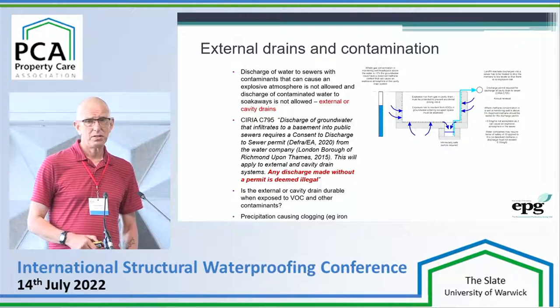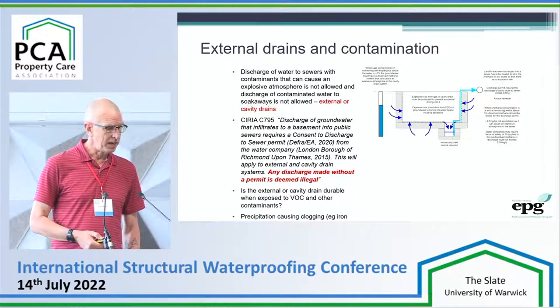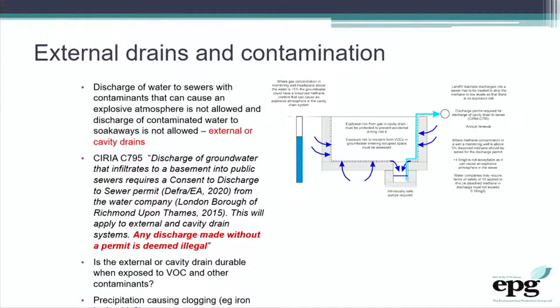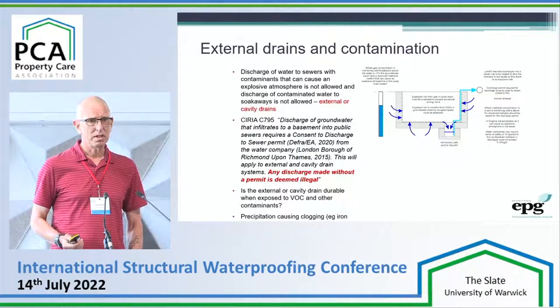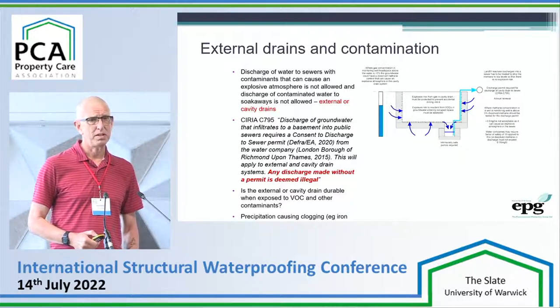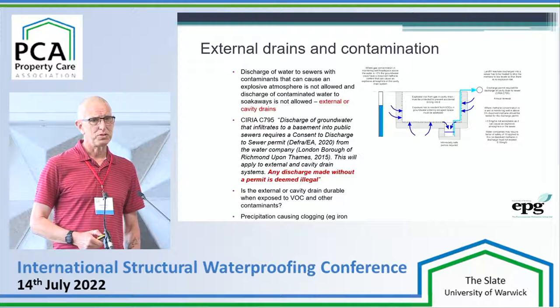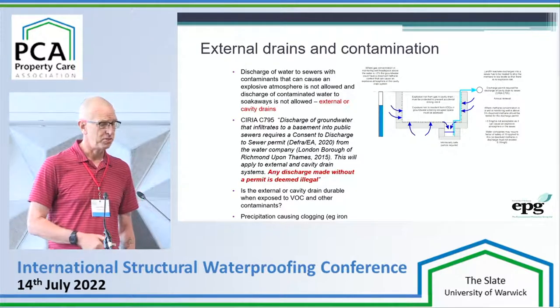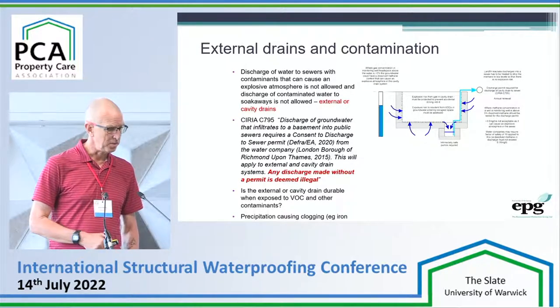In terms of groundwater, we also need to think about external drains and contamination, because again, even if you did get a water company to agree to discharge external drainage into a sewer, you need to think about if there are any contaminants in there that could cause an explosive atmosphere in the sewer. Because again, water companies will not allow you to discharge water into a sewer that's got anything that can potentially cause an explosive atmosphere. So for example, if you've got gas monitoring on a site that says you've got 5% methane in the gas monitoring well, and you've got groundwater in that well, it potentially could be in equilibrium and you could have dissolved methane that can cause an explosive atmosphere in a receiving sewer. So, you know, you need to think about it.